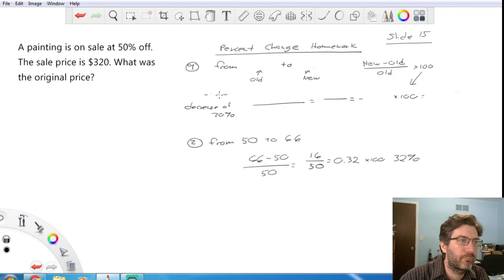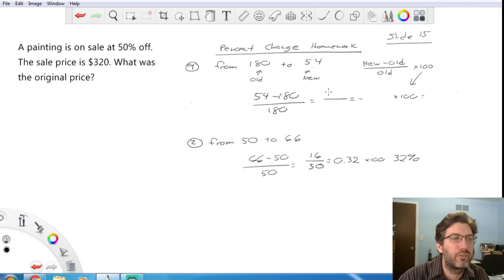done the same way, only you're starting at 180 and you're ending at 54. So again, this is your old, this is your new. Same thing, your new number goes first. 54 minus 180 all over 180. So just plug it into this. Once this is in, you can solve it.